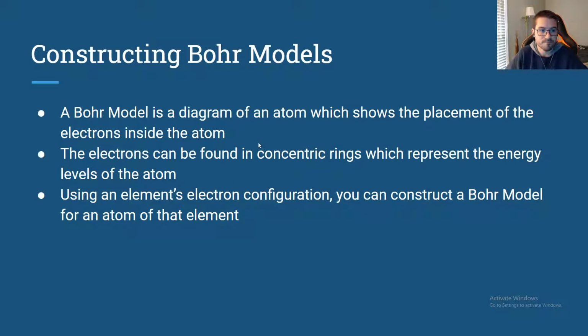Okay, so a Bohr model, like I said, is a diagram of an atom which shows the placement of the electrons inside the atom. The electrons can be found in concentric rings, which represent the energy levels of the atom. And using an element's electron configuration, you can construct a Bohr model.